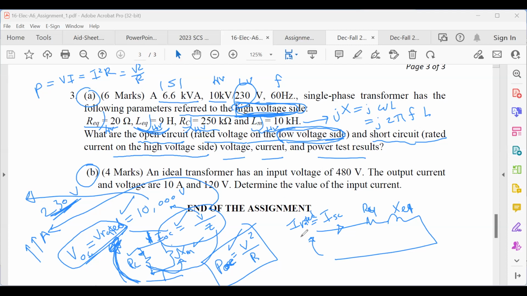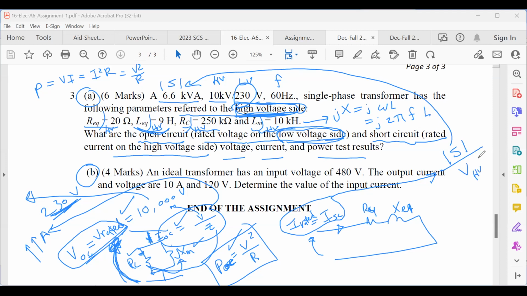Similar we will do here. We know that the short circuit current is the rated current. I can calculate this one because S is given here. I have the voltage at the high voltage side, which is 10,000. This is the S, which is 6600, right? Kilo, or 6.6 kilovolt ampere. So you can calculate the rated current.